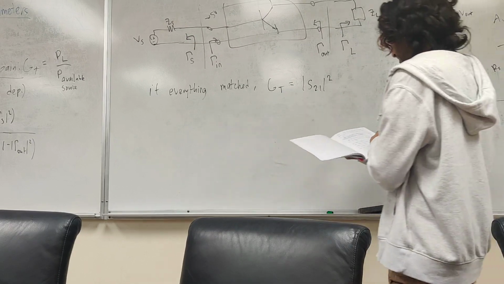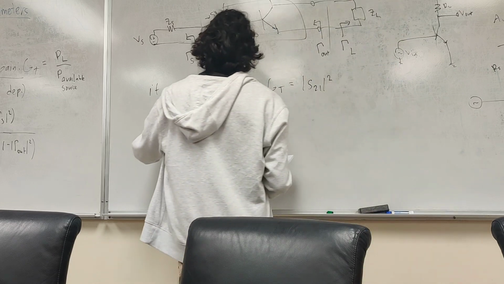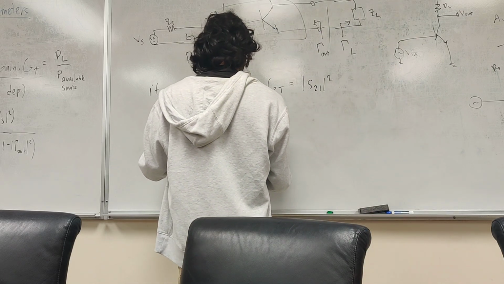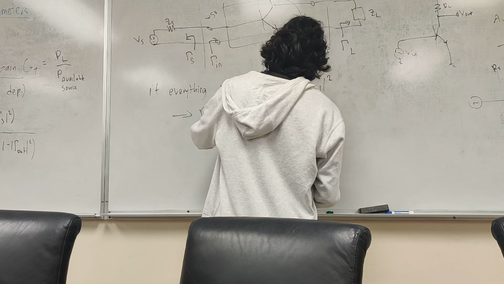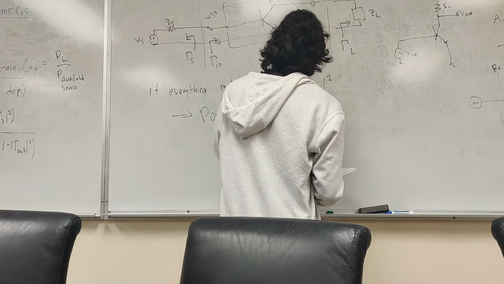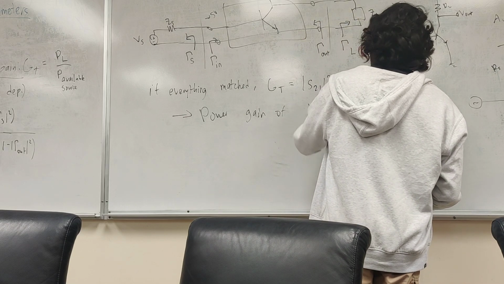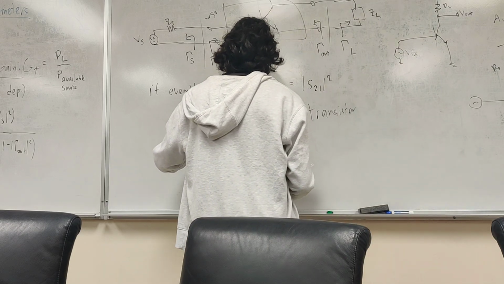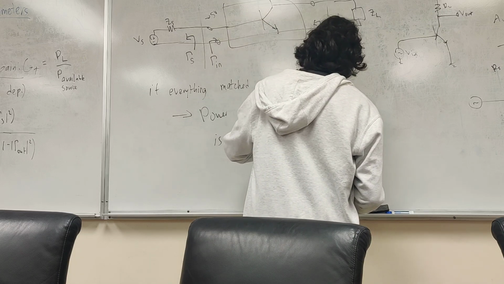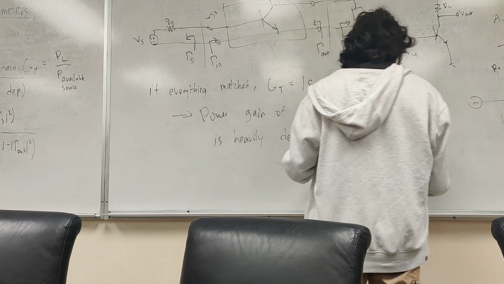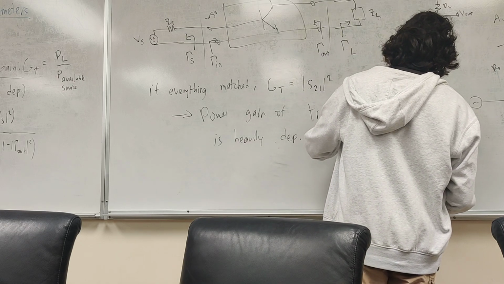S21 squared, if we are matched. So you can write a conclusion from this, and that is the power gain of the transistor. I'm going to write transistor because this holds for any transistor, not just BJTs. It's heavily dependent on the impedances presented to it.